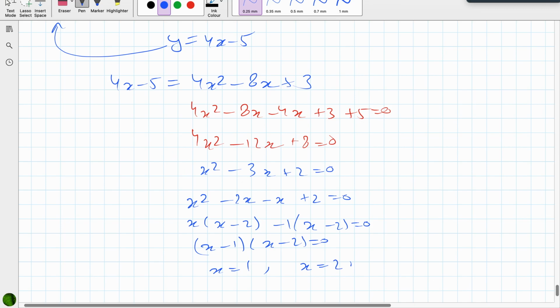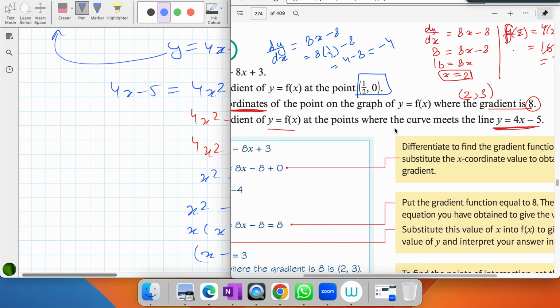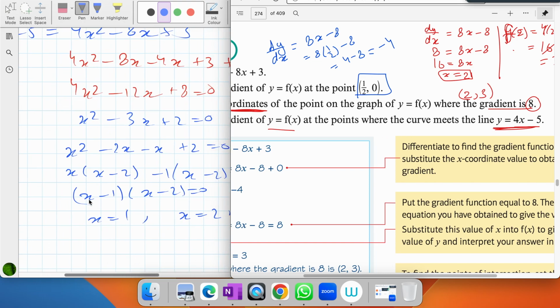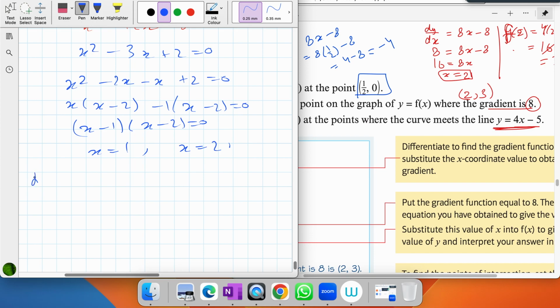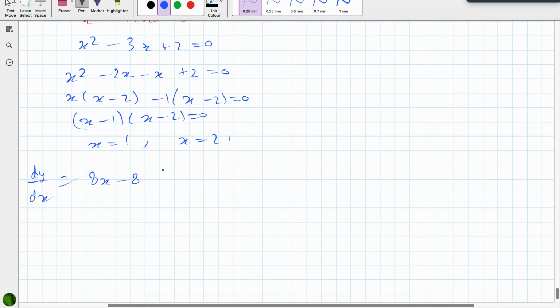So the question demanded find the gradient where this line meets the curve. So this line actually meets the curve at 2 points, which are x equals 1 and x equals 2. So the gradient at these 2 points would be, copying dy by dx from the first part, 8x minus 8. So this is your dy by dx. And at 1 the gradient is 0, and dy by dx at 2 is 8. Three parts done.